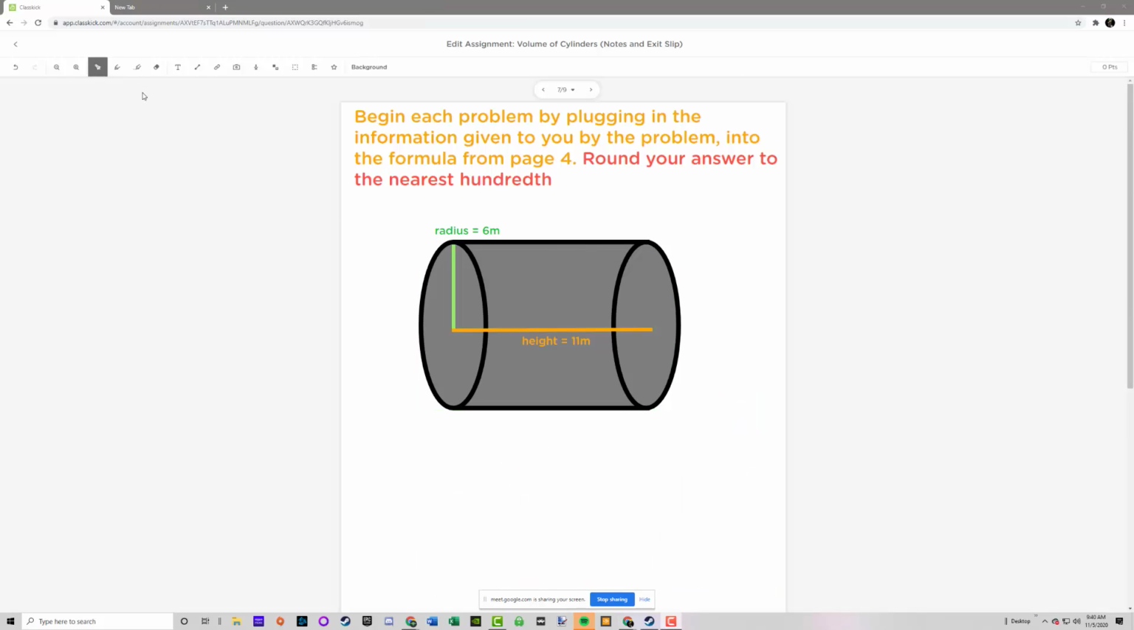Okay, so let's go ahead and jot down our formula. The volume of a cylinder is pi times the radius squared times the height. Okay? You're confused as to where pi came from, honestly. We could talk about that at the end.